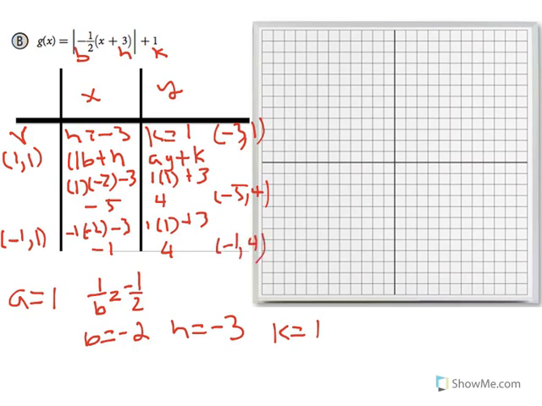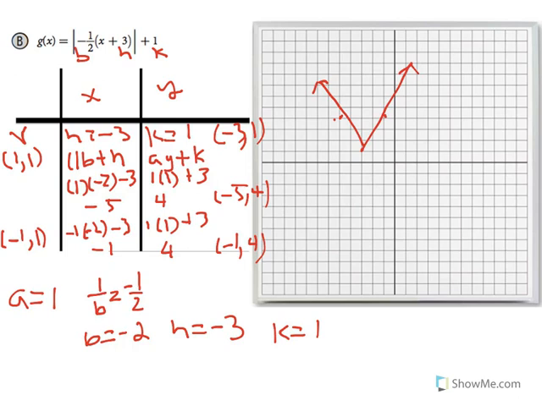So then we graph the vertex -3, 1, so we have this point, and then -5 and 4, so 1, 2, 3, 4, and then -1 and 4, 1, 2, 3, 4. So then we can connect the 2, right?